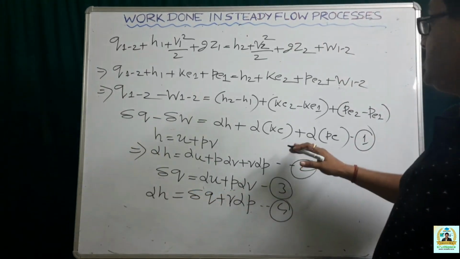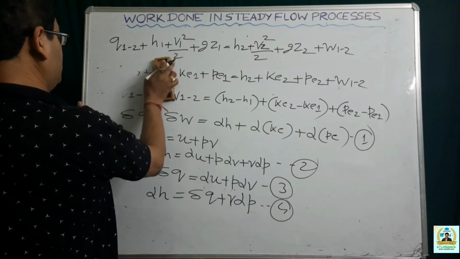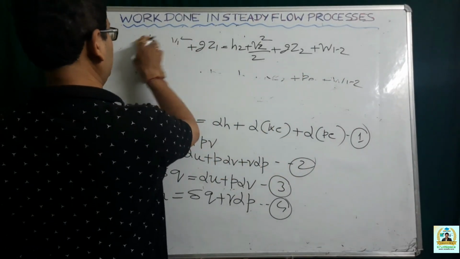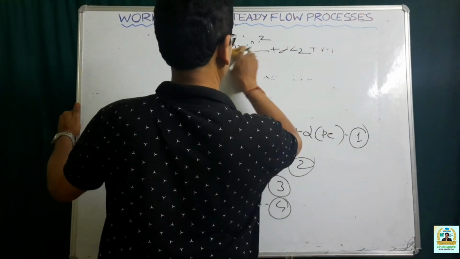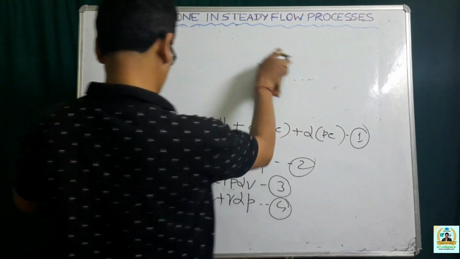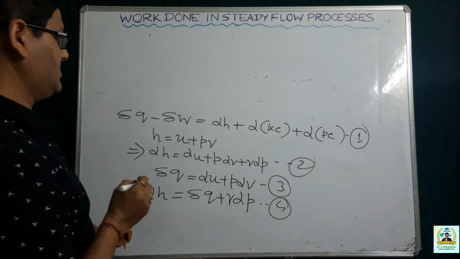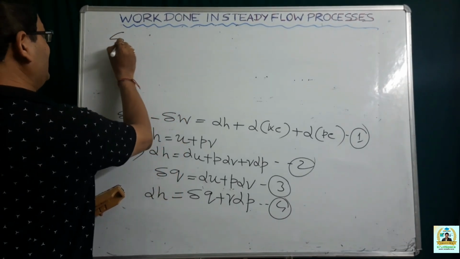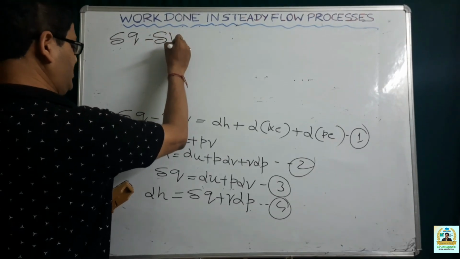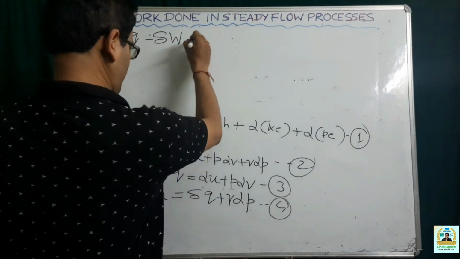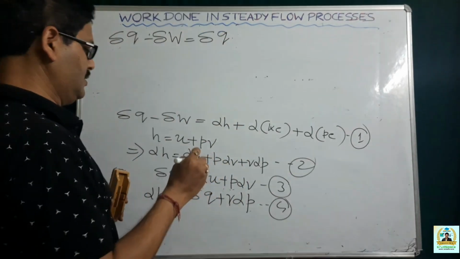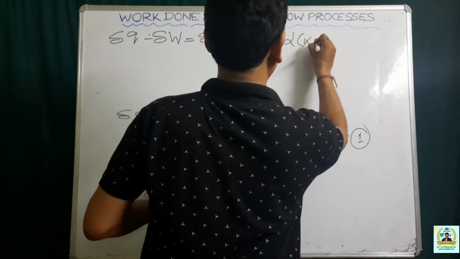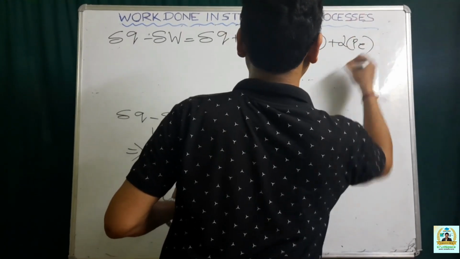Now, if this value is substituted in equation 1, we get del Q minus del W is equal to del Q plus VdP plus d of kinetic energy plus d of potential energy.